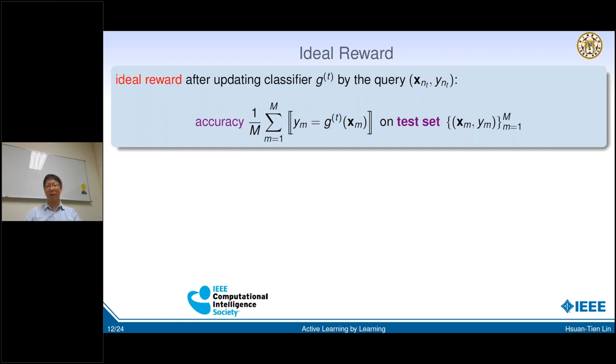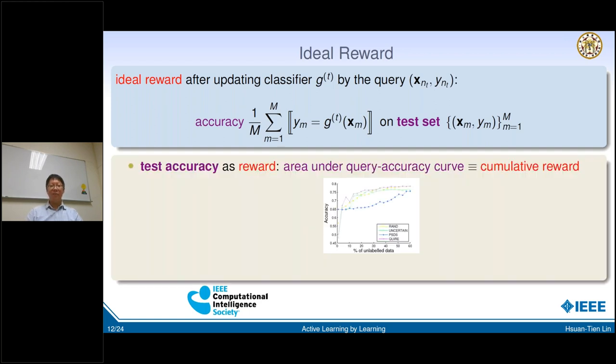reward function. What if we can get all resources of the world and design our reward function? Well, the ideal reward function after updating the classifier is actually the test accuracy. The accuracy on the test set. Because remember, test accuracy of the classifier is all we want in the active learning setting. If we use the test accuracy as the reward, then the area under the curve that you saw is called the cumulative reward that the algorithm would get.